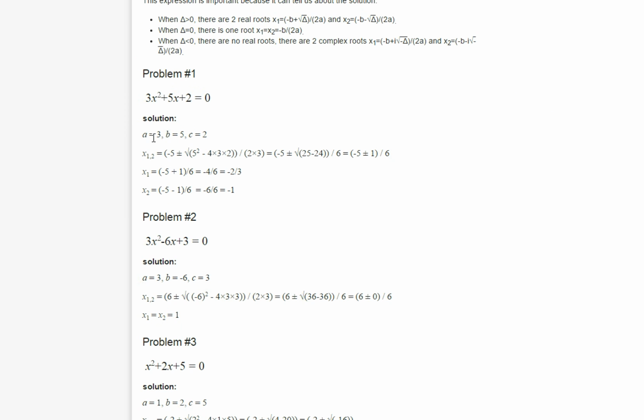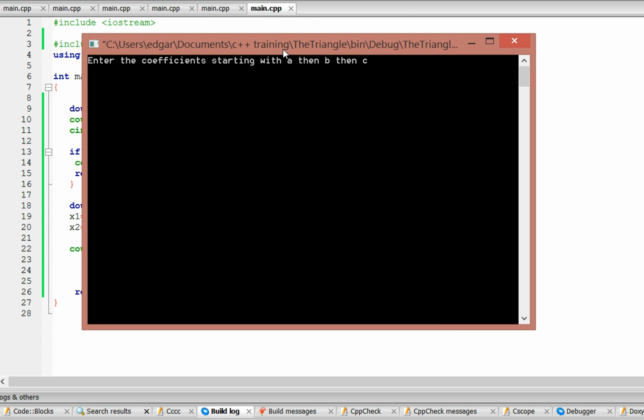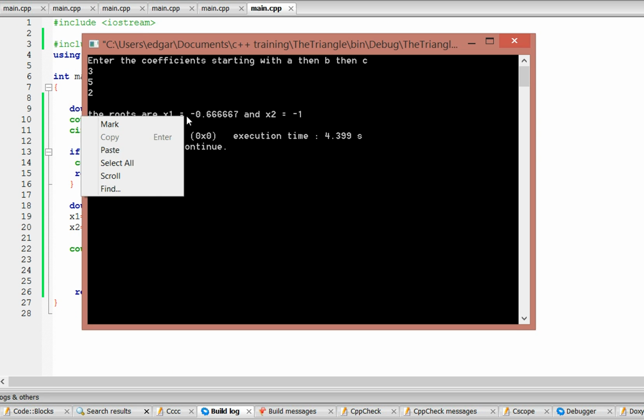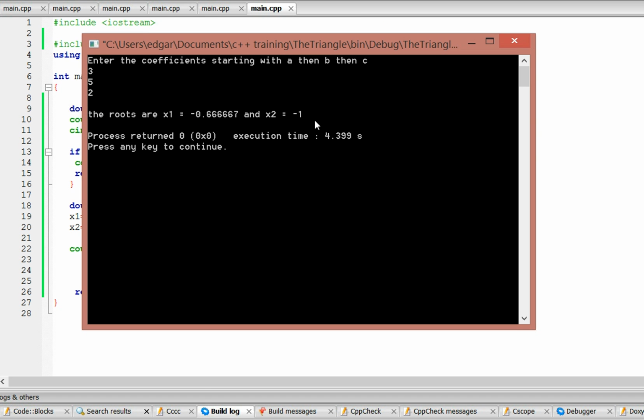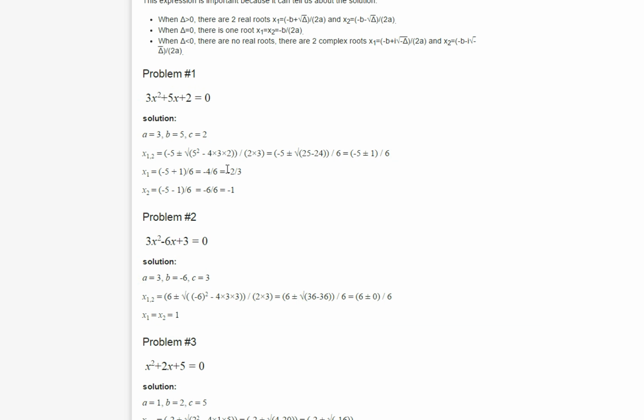So now let's try this one, which says 3, 5, and 2. And we should get x1 equal to negative 2 over 3, and x2 equal to negative 1. And let's see if we get that. So 3, 5, and 2. x1 is negative 2/3 and x2 is negative 1. And that is correct. Negative 2/3 and negative 1.